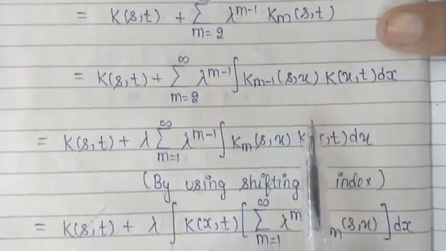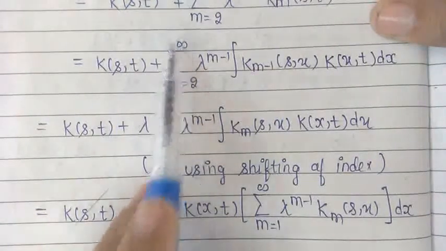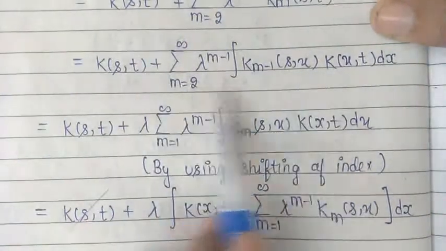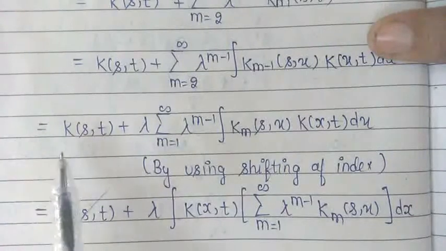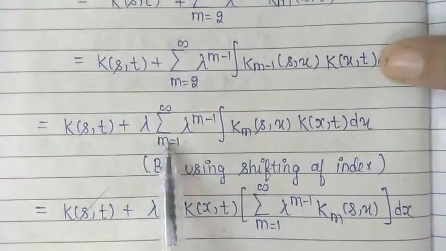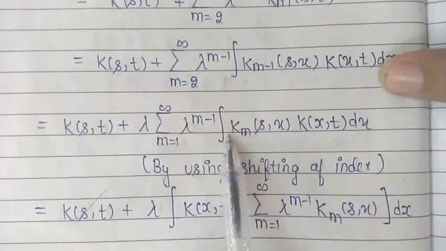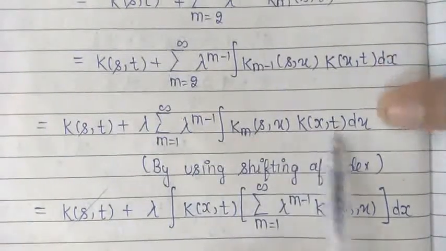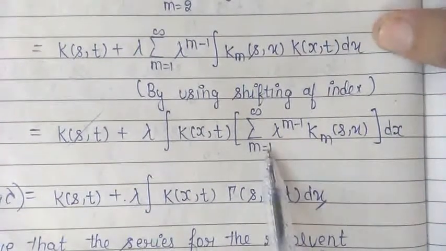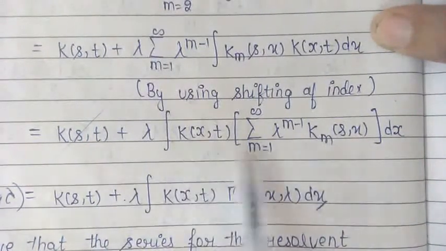Now let us use the shifting of index here, so that the summation that was from 2 to infinity changes into the summation from 1 to infinity. So by using shifting of index in this step, we get the value of the resolvent kernel as K(s,t) plus λ summation m varies from 1 to infinity λ raised to the power m minus 1 integral K_m(s,x) K(x,t) dx. Now, because the series inside the brackets is absolutely and uniformly convergent, we can change the order of integration and summation here.